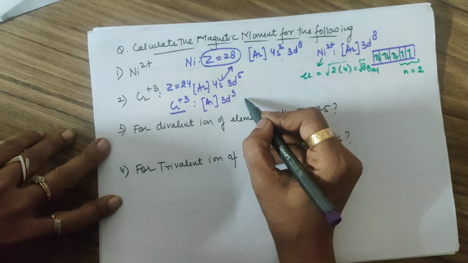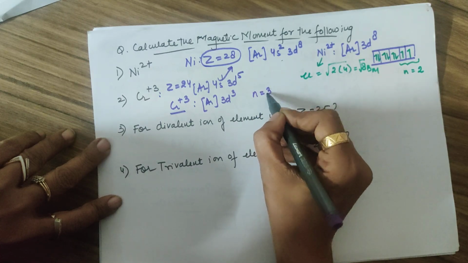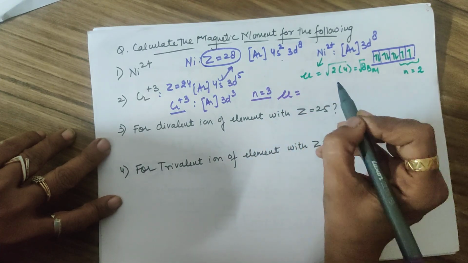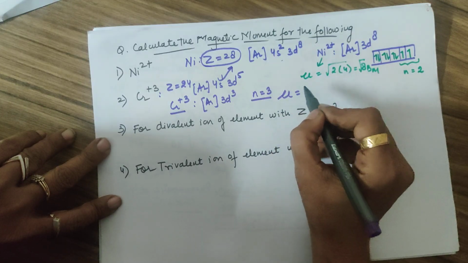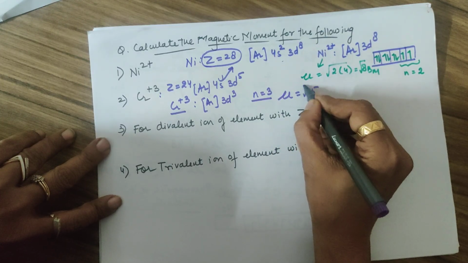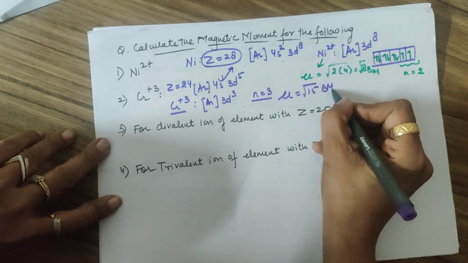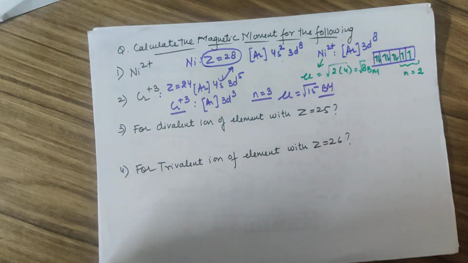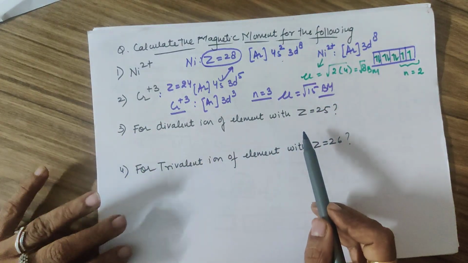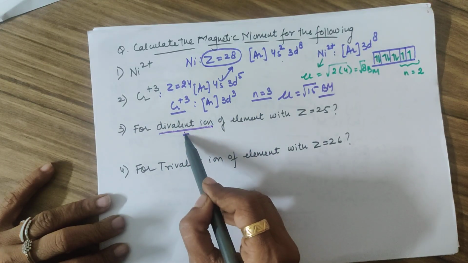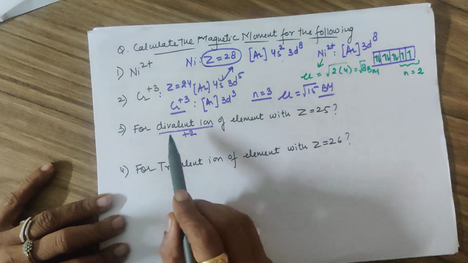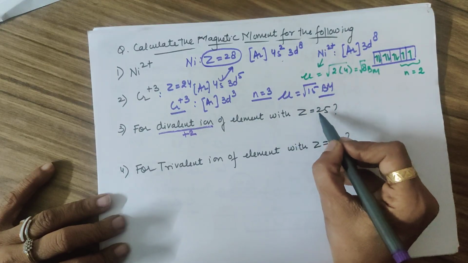With 3d3, the number of unpaired electrons becomes 3, and if you calculate the Bohr magneton with n into n plus 2, that is 3 into 5, the answer would be under root of 15 Bohr magneton. Am I clear? There's another way of asking the same question. For a divalent ion, what is it? Plus 2 charge, 2 valency, of an element with atomic number 25.